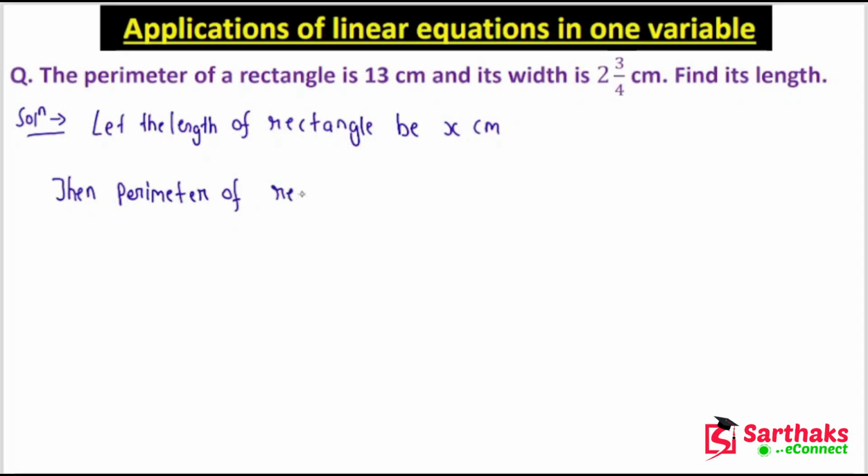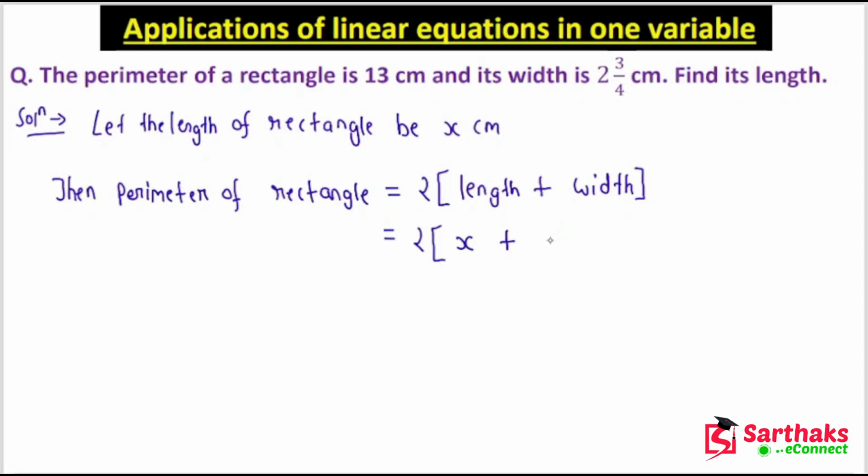Then the perimeter of the rectangle is equal to, we know that the perimeter of a rectangle is twice into length plus width, right? So here we have length is x centimeter and the width is given to be 2 3 by 4 centimeter. So this will also come in centimeter, right?